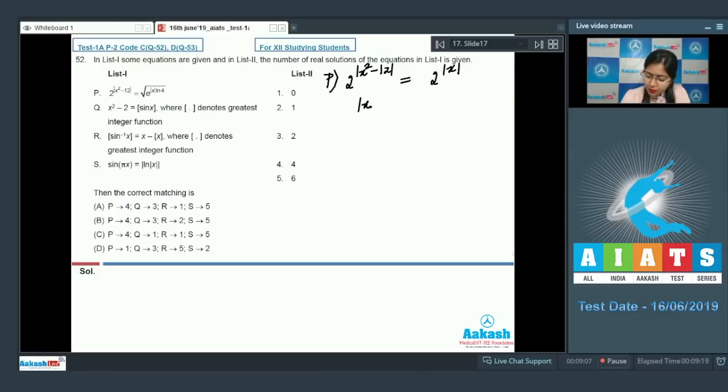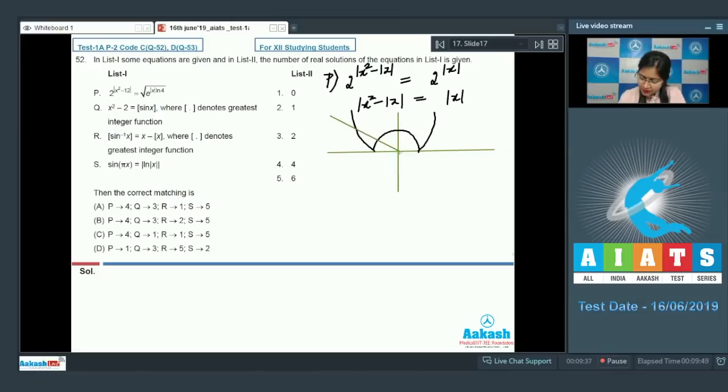So we have here mod of x square minus 12 equal to mod x. So we just have to find the solution of this equation. How will we find it? We can make the graph of both the functions. Mod of x square minus 12 will be something like this, and mod x, its graph will be like this.